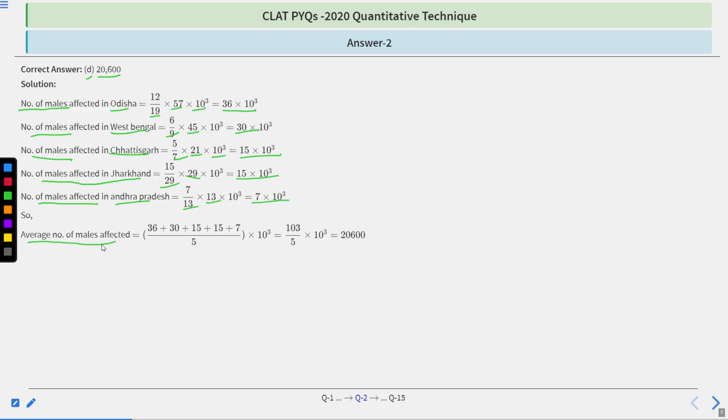Now the average number of males affected is the sum of all the males affected in the different states divided by 5, the total number of states. So you will have 20,600. I hope it is clear to you. Let's move to the next.